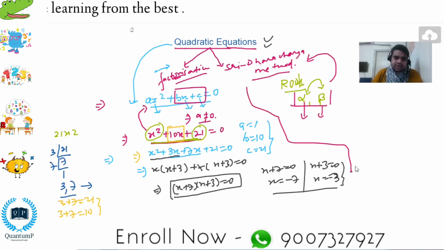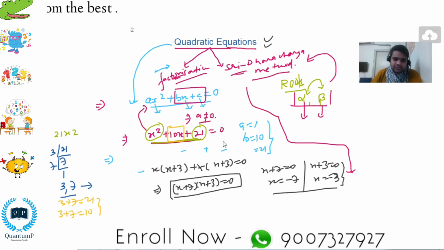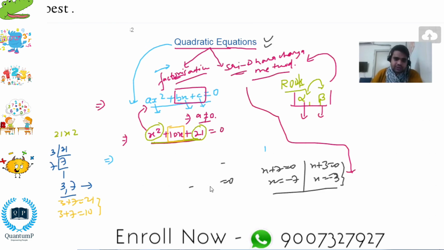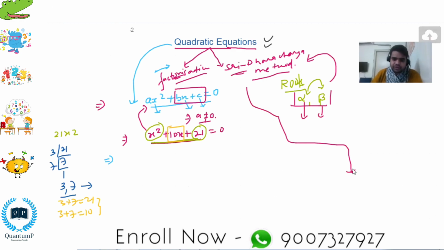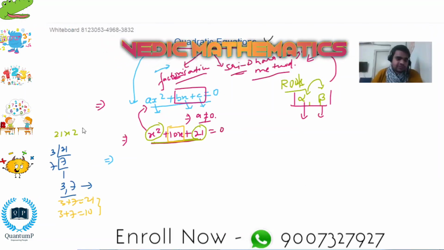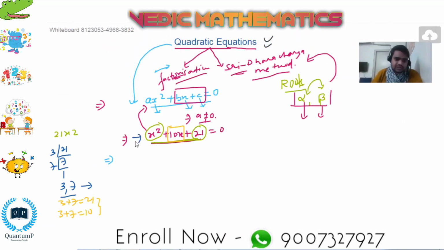Now let's do this Sridharacharya method. I'm just rubbing this out. We are doing the same sum, to see whether the answer will match. We can do another sum also, but for a while I'm just taking this sum only.